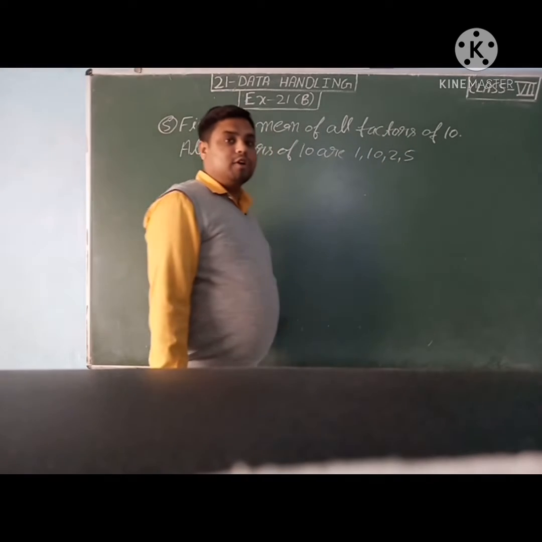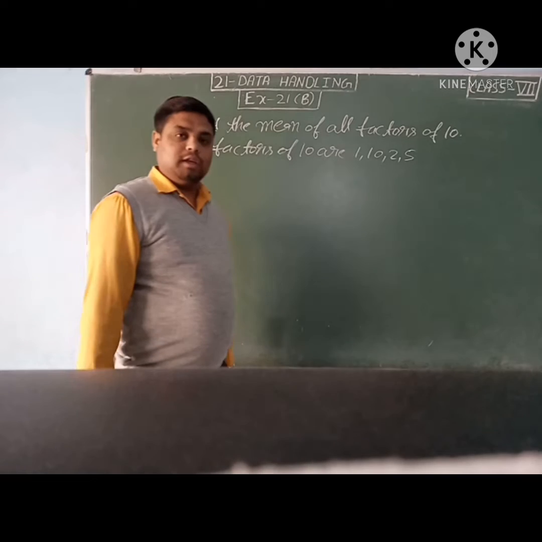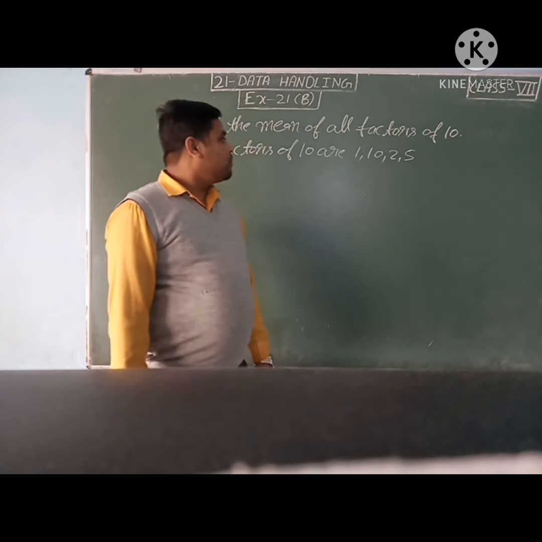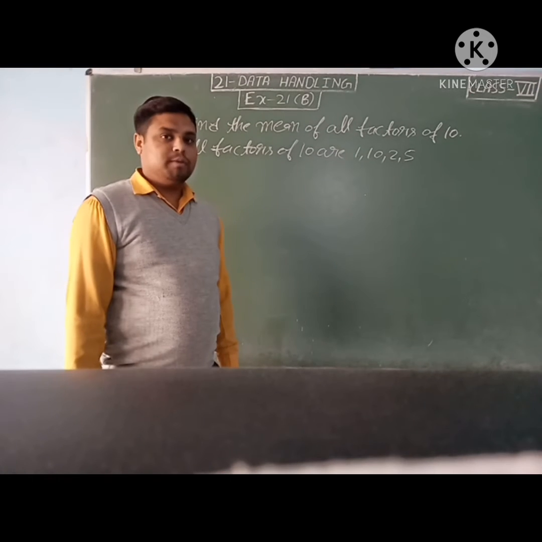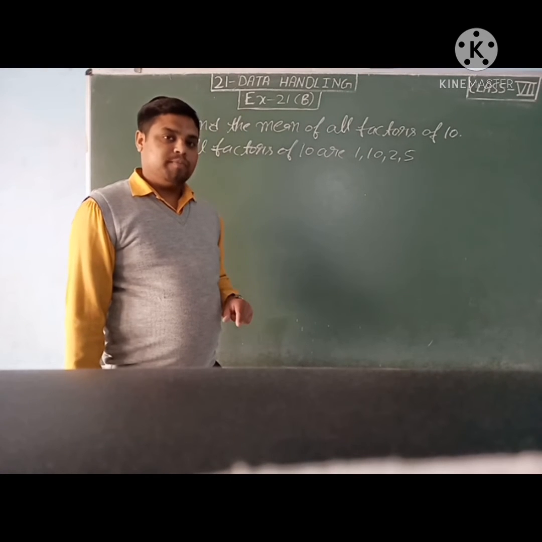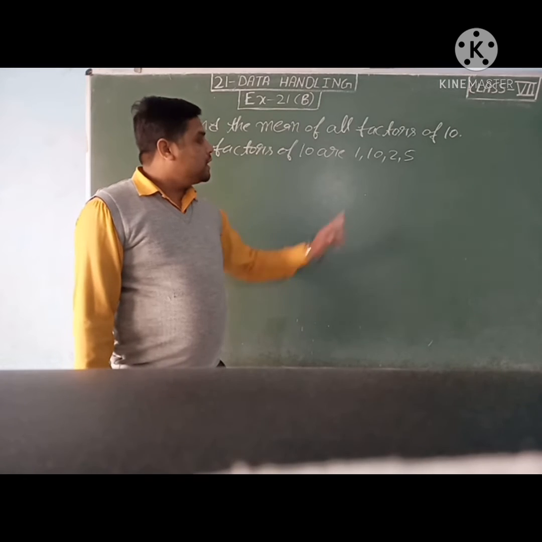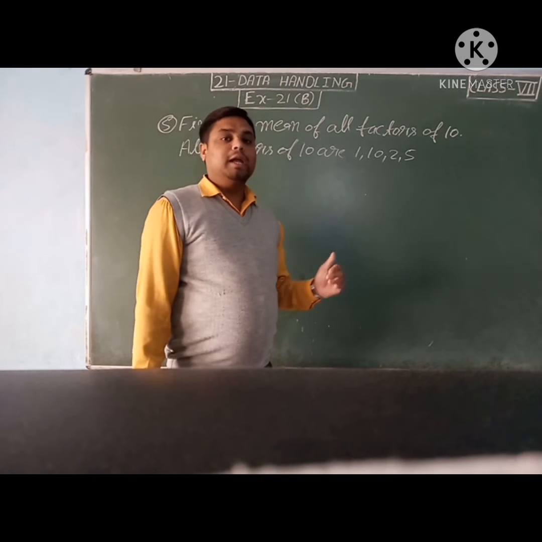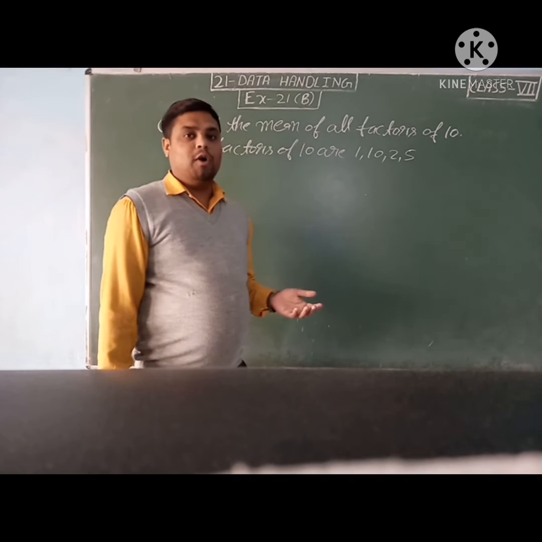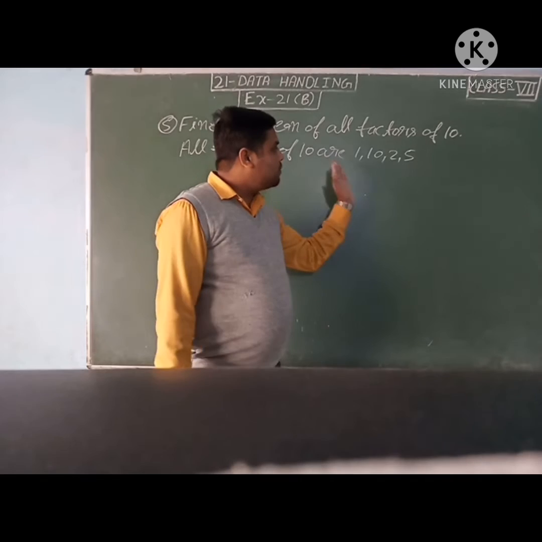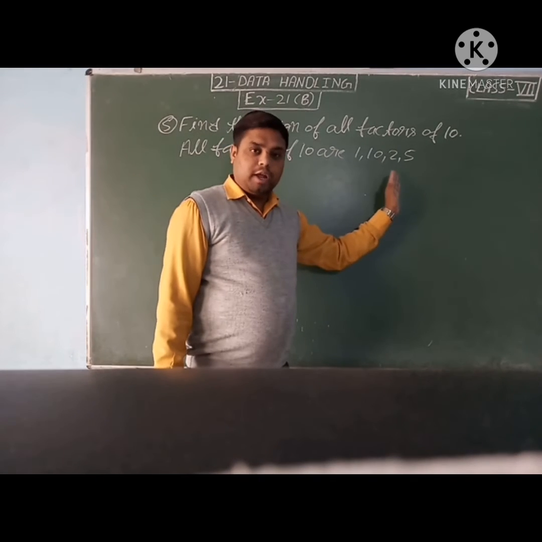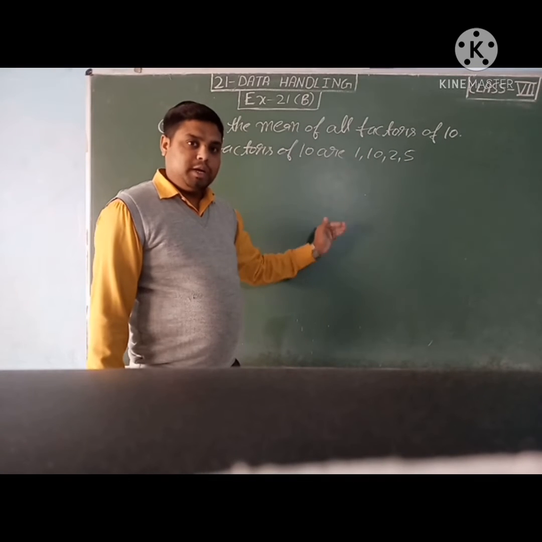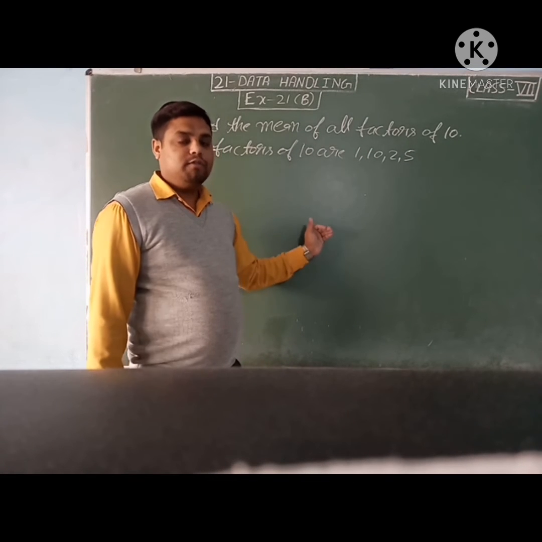After 2, next number is 3. Is 10 divisible by 3? Not divisible. By 4? Not divisible. By 5? Yes, divisible. But it is written already here. So there is no need to check the next numbers to see whether 10 is divisible or not. Now we have all the factors of 10. Then you can find the mean yourself. So you have to find this yourself.